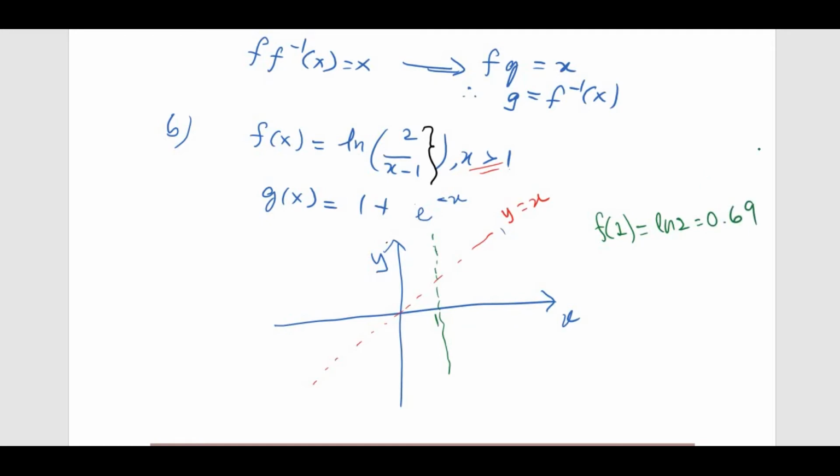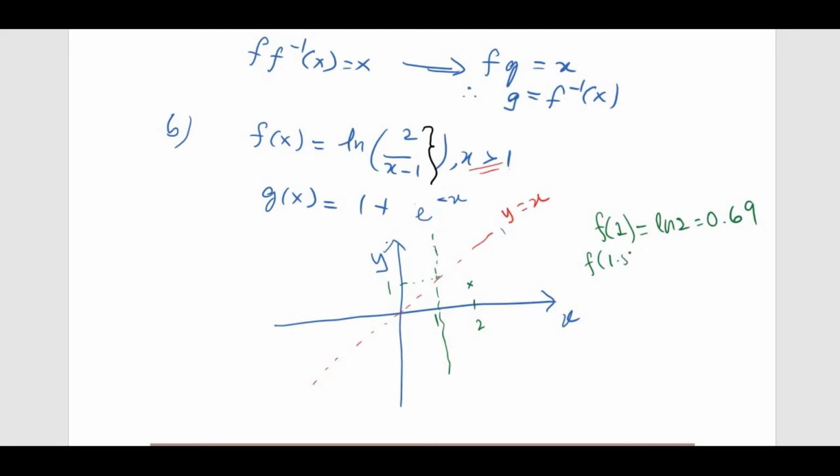Which gives you 0.69. Let me check whether it is correct or not. ln 2 is equal to 0.69. Okay, now you can plot it in. So x is 2 and y is 0.69. This is 1, so 0.69 should be lower than this line.